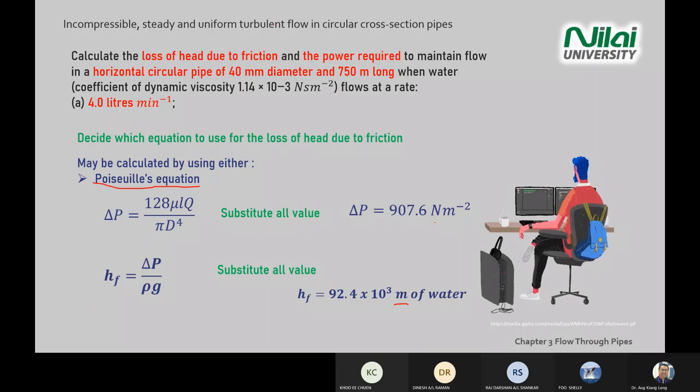So this tutorial question combines what you learned in the previous two lectures, where we covered Poiseuille, and now we look at the Moody chart and the friction factor. You combine these two together, then you get your head loss.